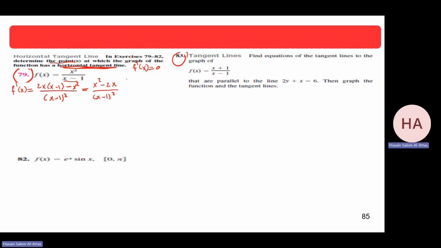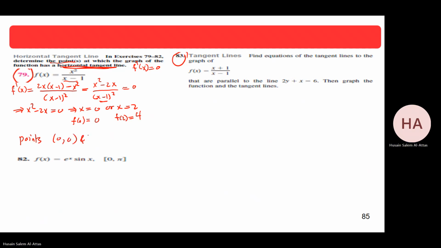I want this to be equal to 0. That implies I have x squared minus 2x equals 0. So that implies x equals 0 or x equals 2. I have no problem with the denominator; it will not be 0. So at x equals 0, if I substitute, f at 0 will be 0, and f at 2 will be 4 over 2 minus 1, which is 4. So the points are (0, 0) and (2, 4).